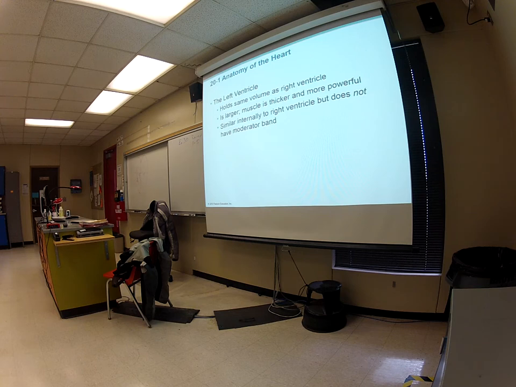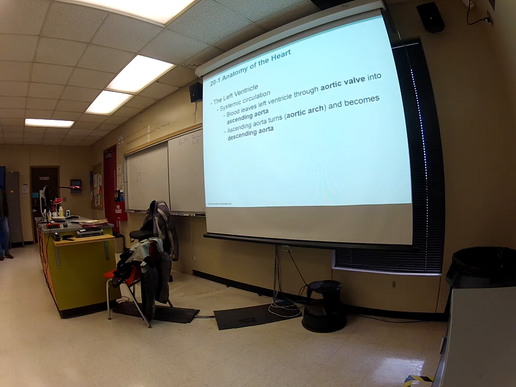Now, is that going to be huge for us? No, actually, what's huge for us is the fact that it has a lot of muscle. It has a lot of muscle. Because it has a lot of muscle, you need to know that. The left ventricle has more myocardium than the right. So, systemic circulation, blood leaves the left ventricle through the aortic valve, also known as semilunar. Ascending aorta. Ascending aorta turns aortic arch and becomes the descending. So, up, arch, down.